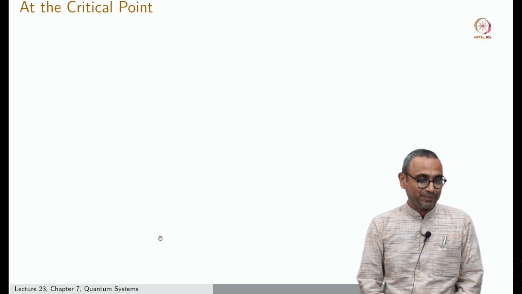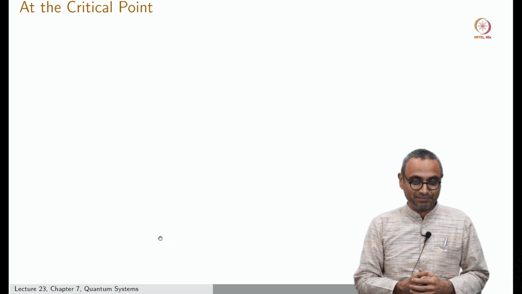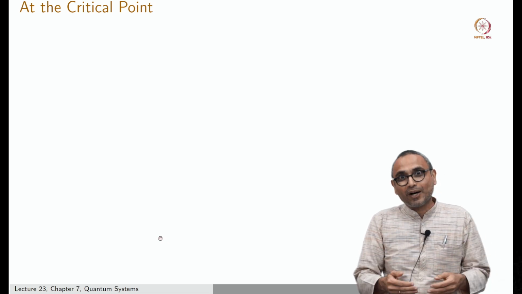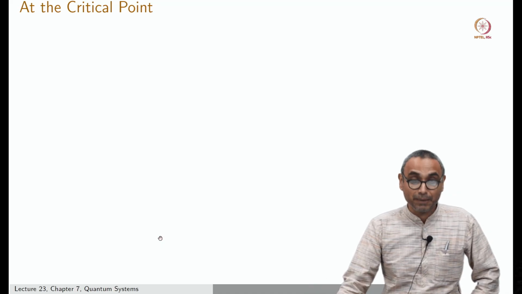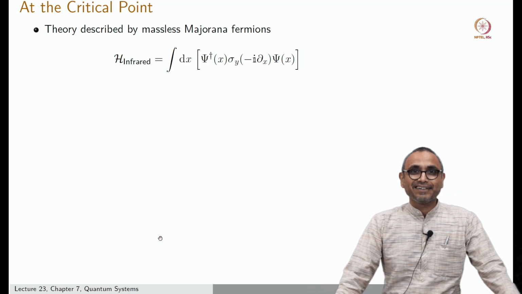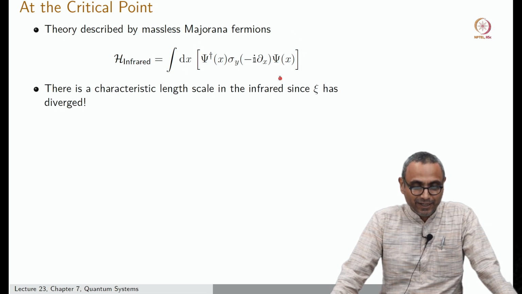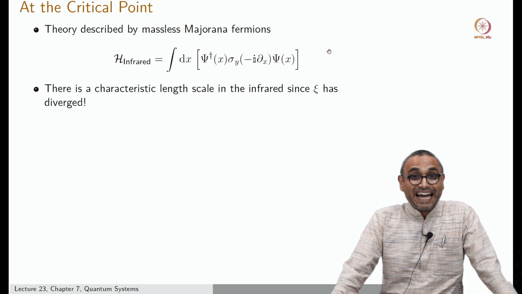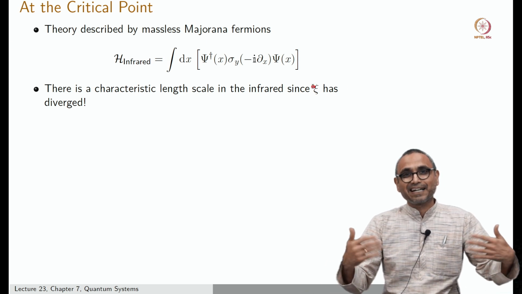So this is what is happening in the vicinity of the critical point. We can also ask what is happening at the critical point where the mass goes to 0. At the critical point, the theory is described by massless Majorana fermions. So that is the theory. The characteristic length scale has diverged, and there is no other length scale remaining in the problem.